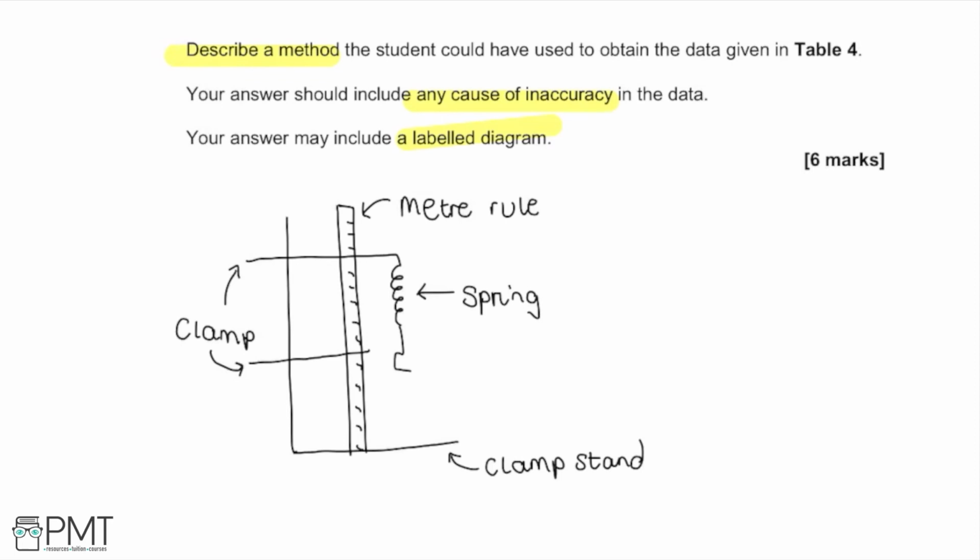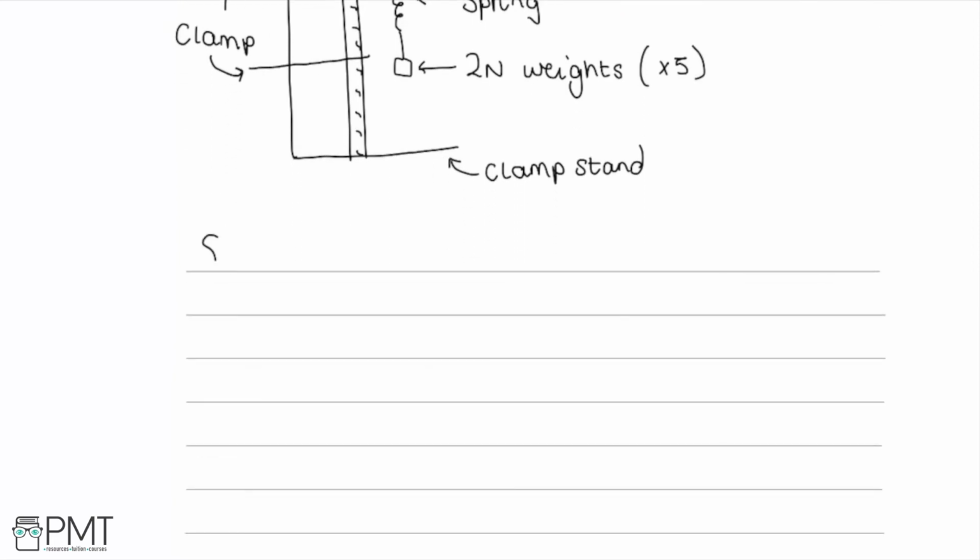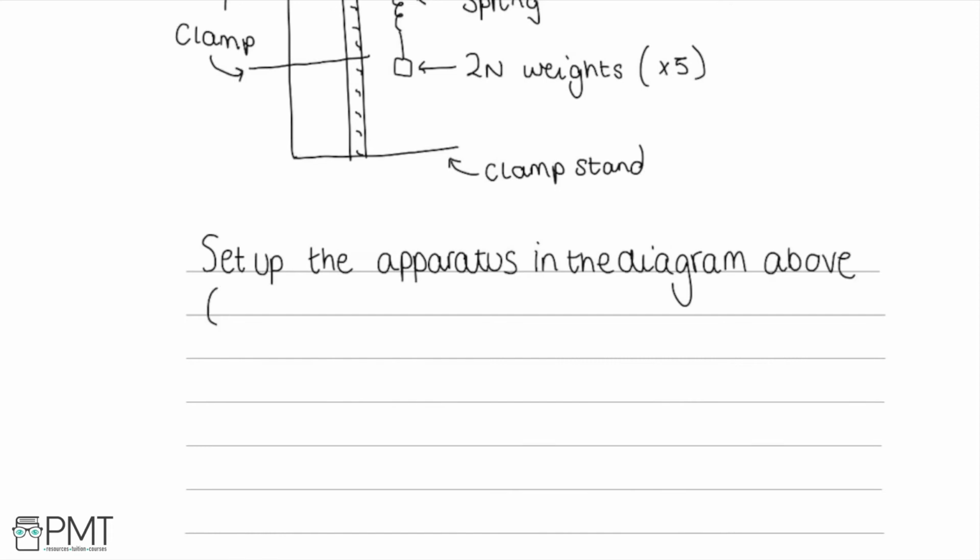I'm also going to be needing some 2 Newton weights to hang from the spring here, so we can see that the force applied goes from 0 to 2 to 4 and is going up in 2 Newton increments. So I'm going to be needing 2 Newton weights to hang from the spring, which is going to cause the extension present in the table. So once I've got this kind of diagram all set up, I can explain how I'm going to use this to go about completing the experiment with a clearer method.